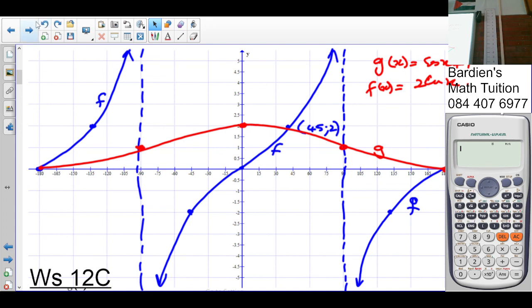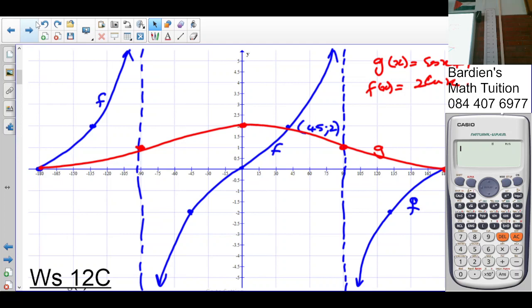Next, the period of the f of x graph. The period of the f of x graph is 180. Okay. Why? Because the time taken to complete one full cycle is 180 degrees. Next.